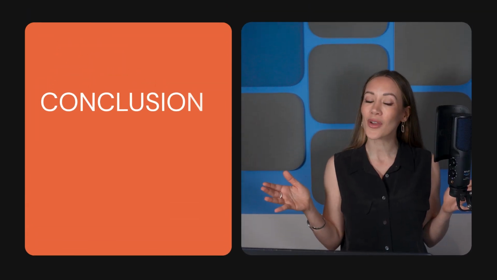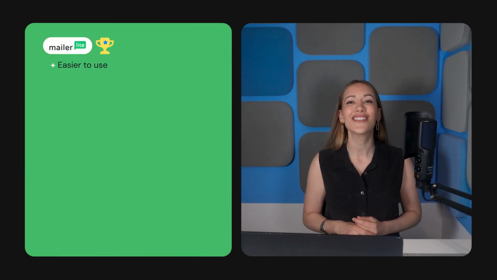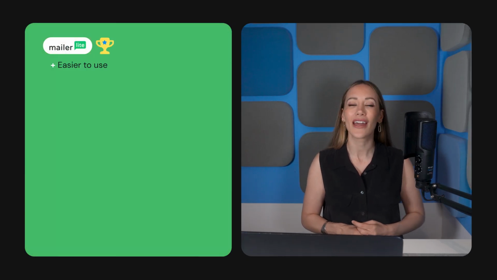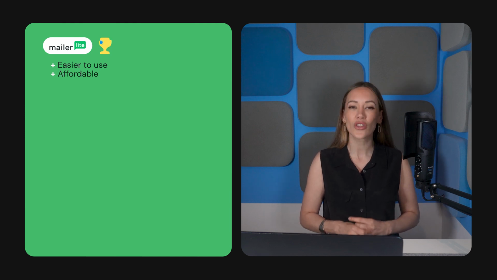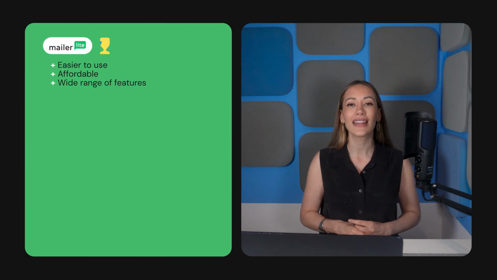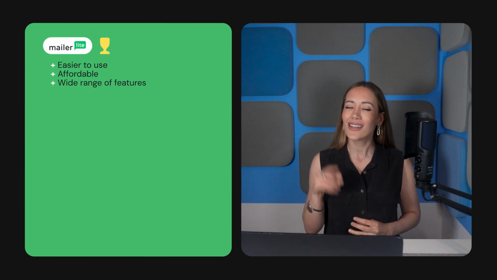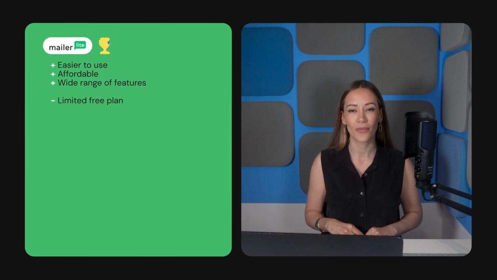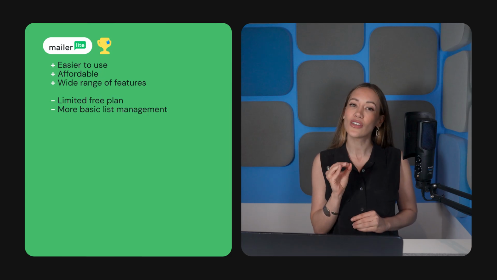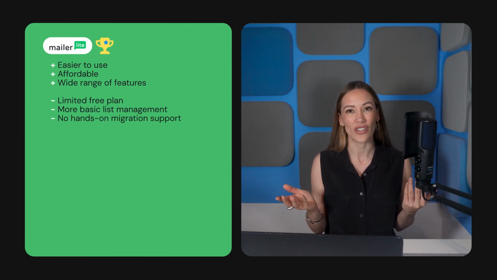So which platform comes out on top? For most people, it's MailerLite. It's easier to use with a better drag and drop editor and stronger design flexibility. It also offers affordable paid plans with strong features for newsletters, landing pages, automations, digital products, and bookings. Just keep in mind that their free plan is limited and templates are not included. Plus, audience management features are a bit more basic than Kit's. And yeah, you don't get hands-on migration support.